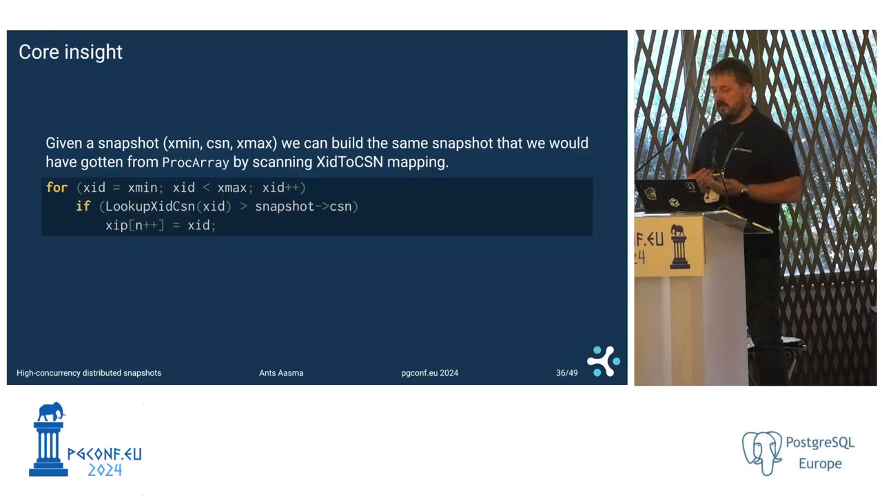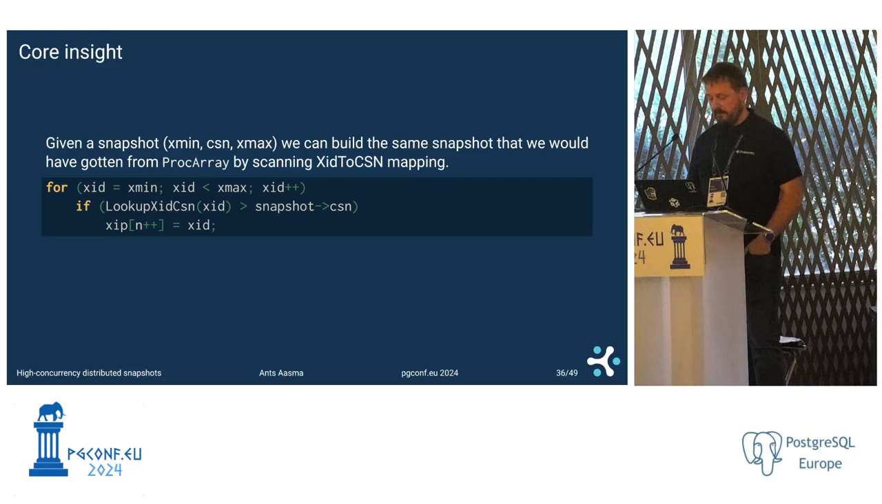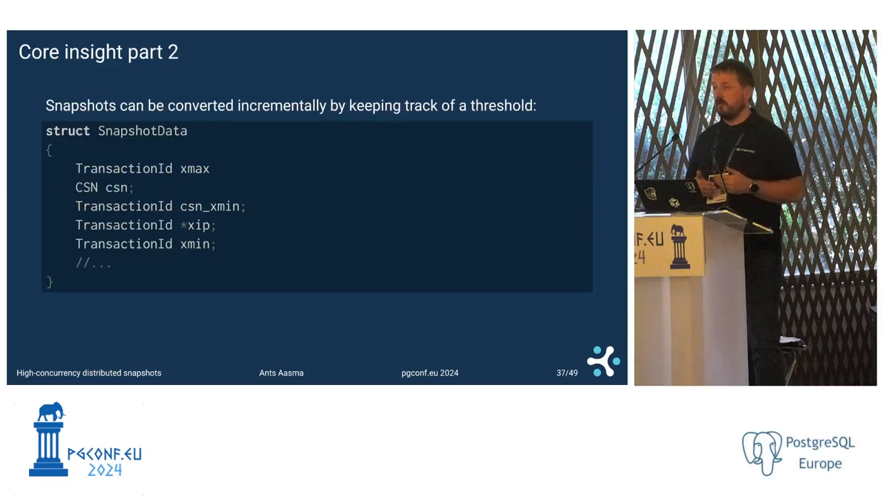But the main part of that idea is that if you have this CSN type snapshot that has an xmin, xmax, and a CSN, we can build a traditional Postgres snapshot using the algorithm described here. We just loop through all of the XID values between xmin and xmax, and we compare each with the CSN, and we mark down which ones were running. And this always results in the same result as we would have gotten if we had done this procedure originally. And the nice thing is we don't have to do it all at once. We can do it incrementally. So we can scan only some of it, and we can keep track of a threshold. Everything below the CSN xmin is in the XIP array. Everything above that, we have to look up the CSN for.